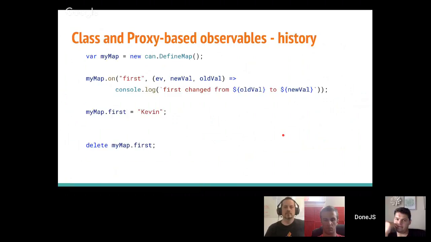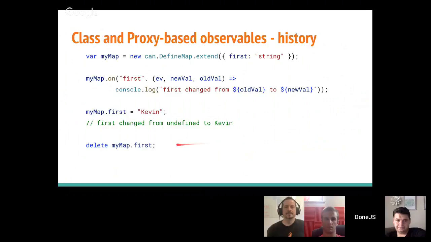So can-define-map and can-define-list are a big improvement on this. They look and feel a lot more like normal objects and normal arrays. You can do things like just setting properties using dot or array notations, which is awesome. There are some caveats though that trip a lot of people up.